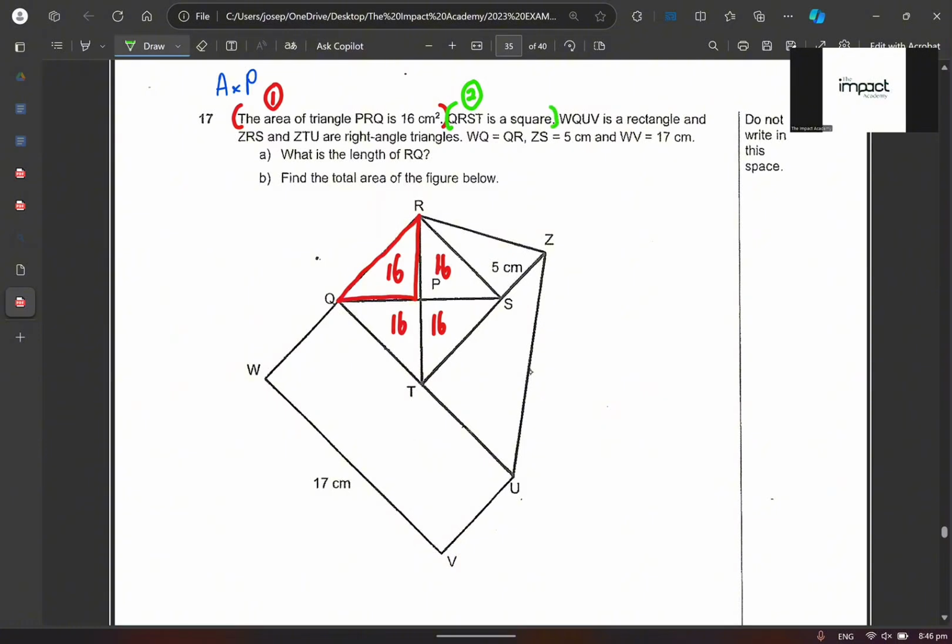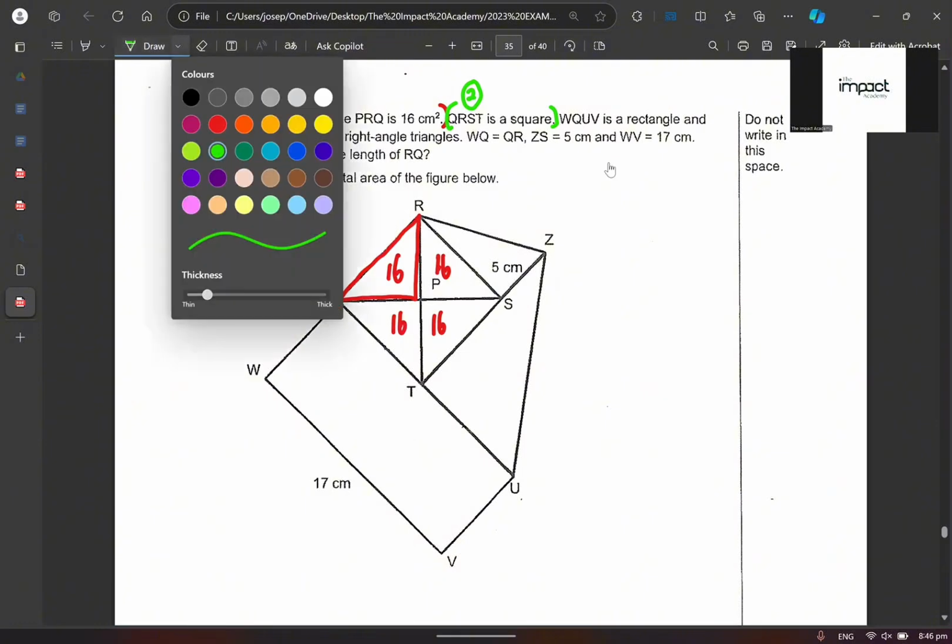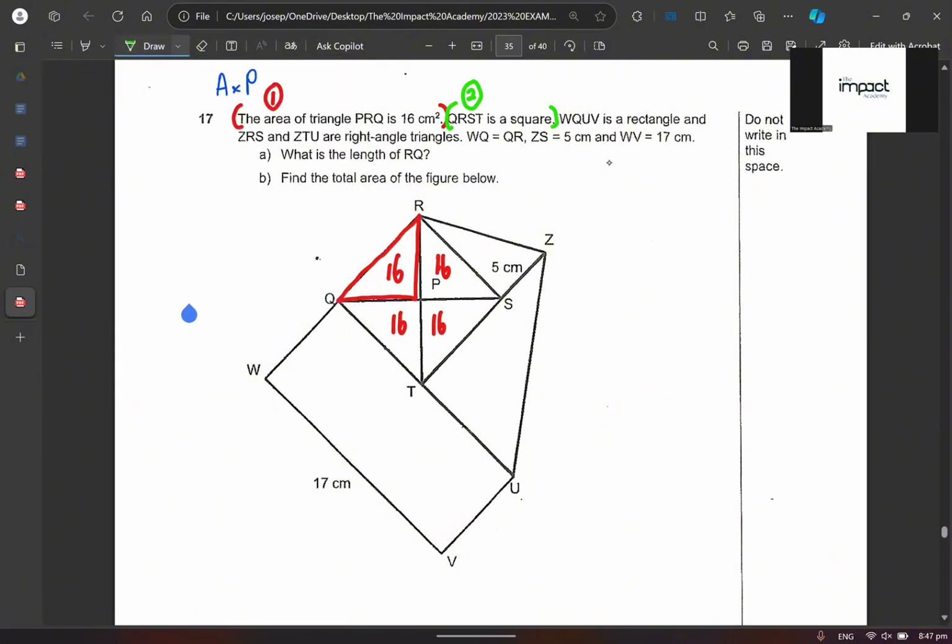Sentence number 2 says QRST. Where is QRST? Can you follow my cursor? Q to R to S to T, right? What is this called? A square. Don't we already know the area of the square? I know the area of the square: 16 times 4. Very good. 16 times 4, area of a square.